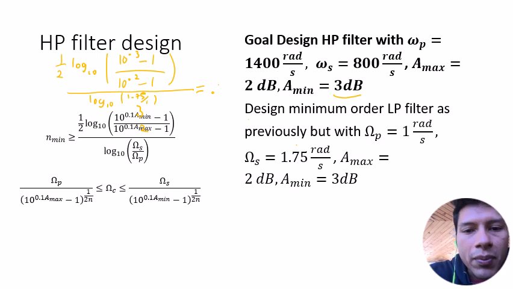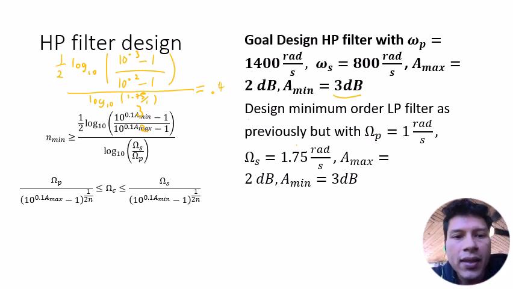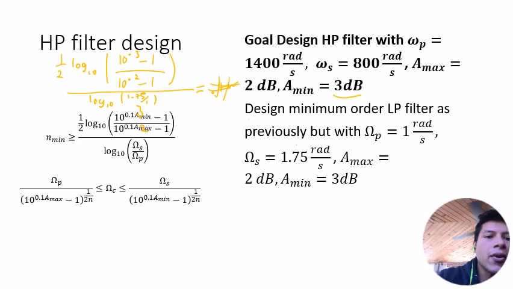Anyways, we're going to get some number. I think it's 0.4 something. So we get a number here. There you go. We got a number. Now that number happens to be less than 1, so we're going to pick 1 for n min.